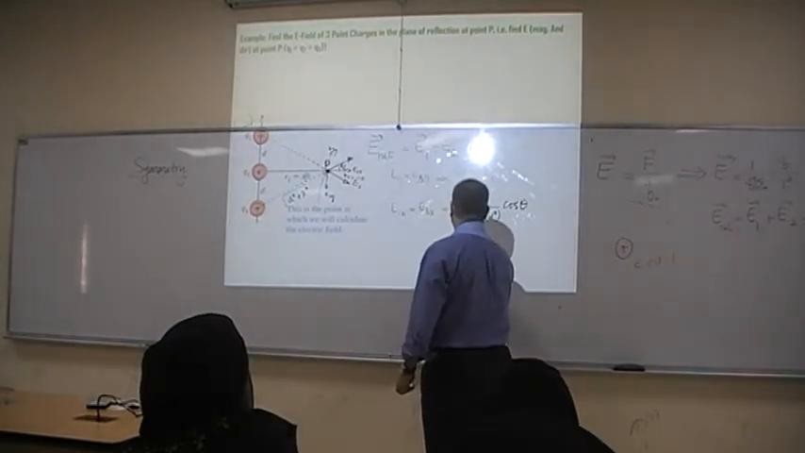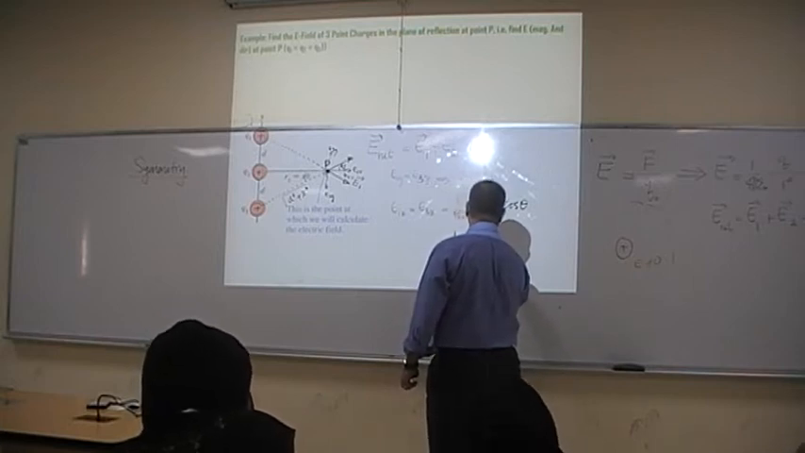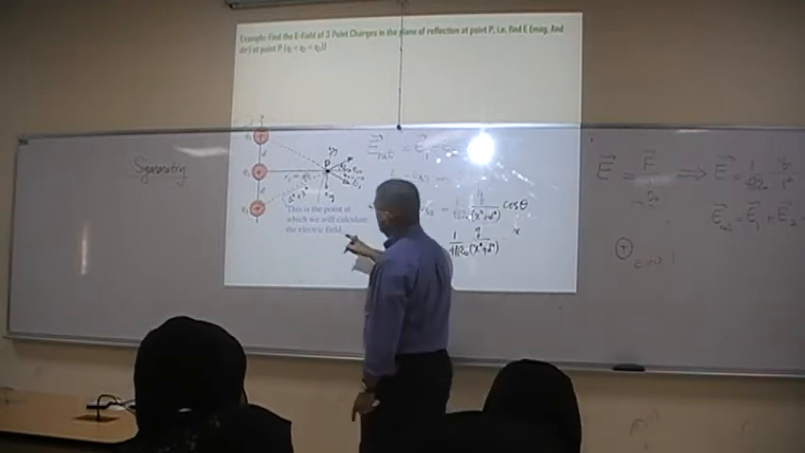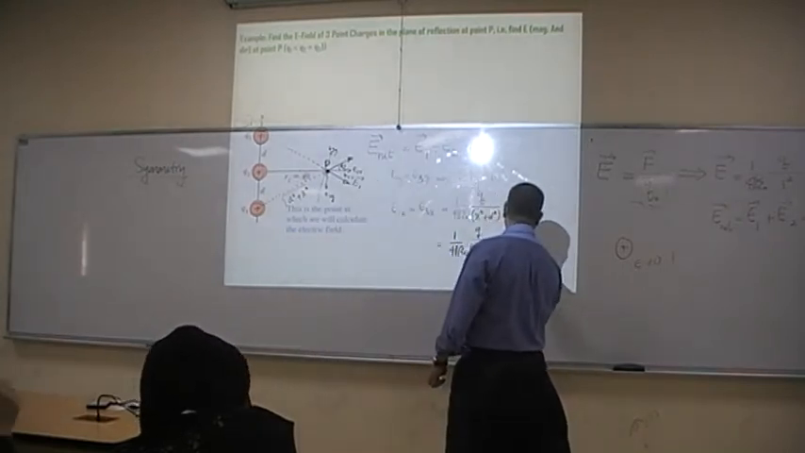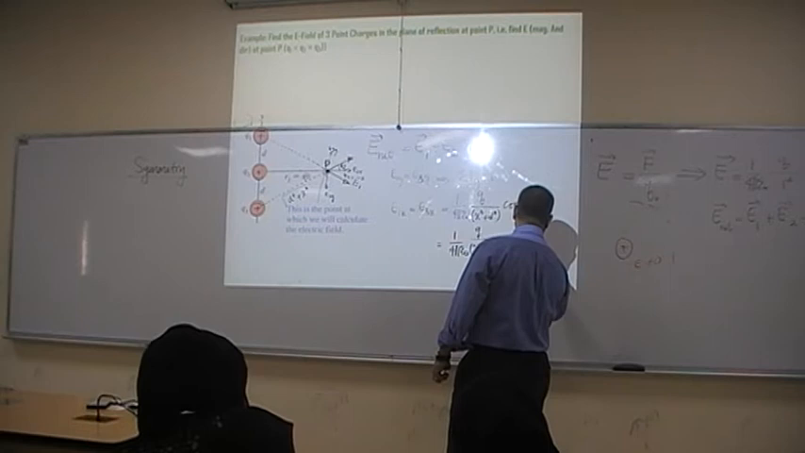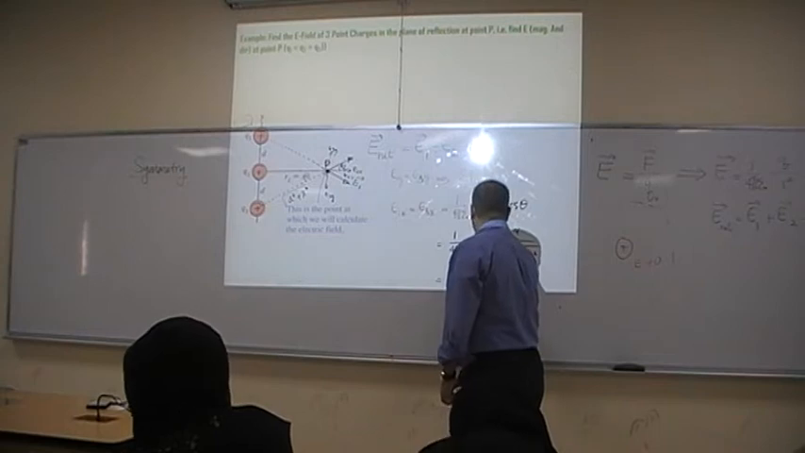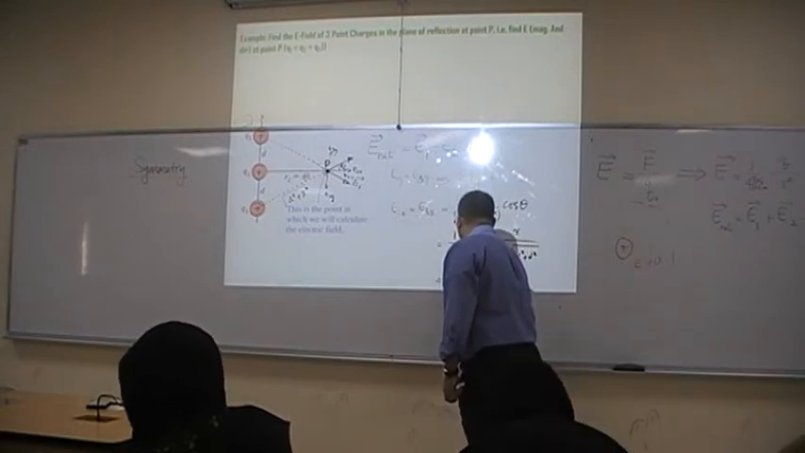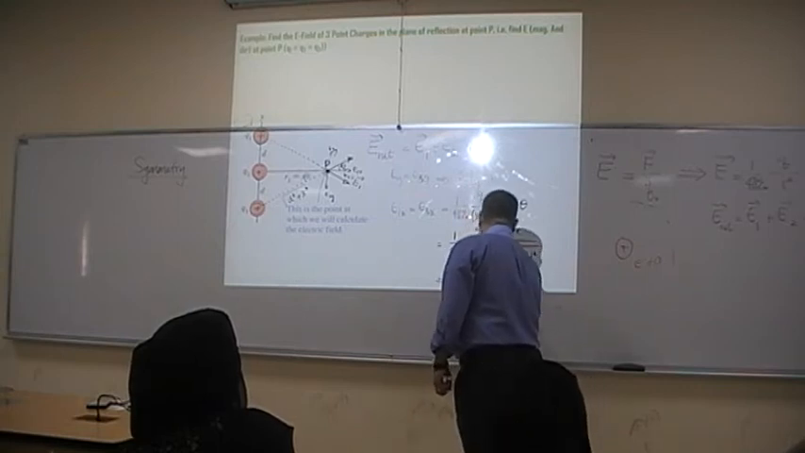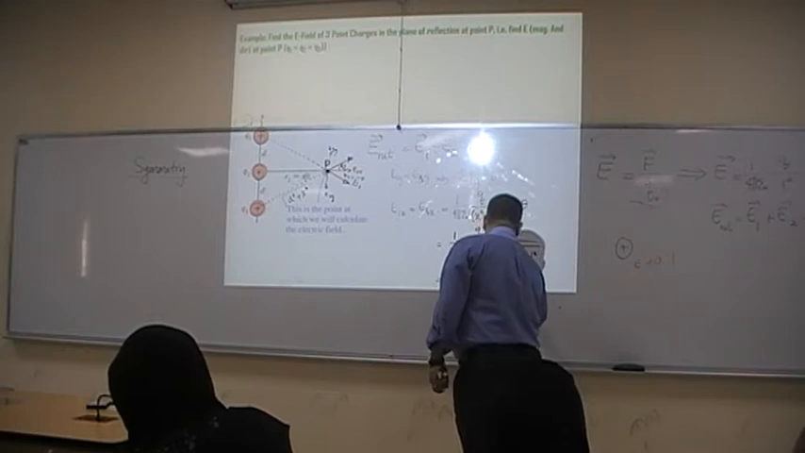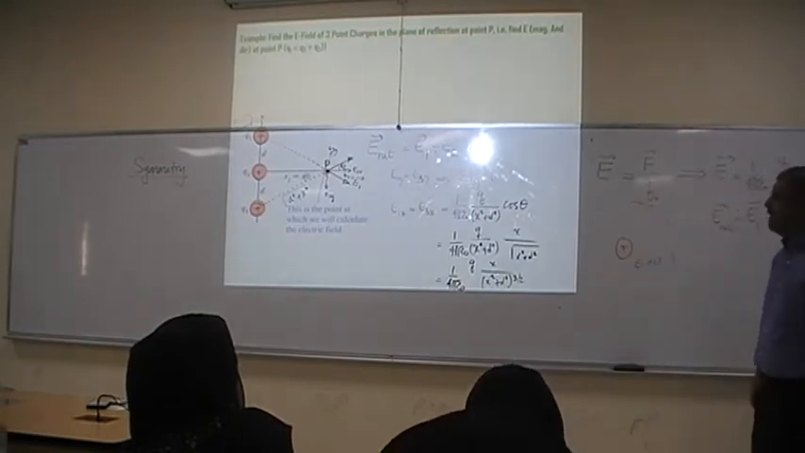It will be written 1 over 4 pi epsilon, Q over x squared plus d squared, and then multiplied by x over the square root of x squared plus d squared. That's my adjacent over the hypotenuse. Okay? And that is equal to, if I simplify things, 1 over 4 pi epsilon, and then Q x divided by x squared plus d squared to the power of 3/2. 1 plus a half is 3/2. Okay? So I get the x component.